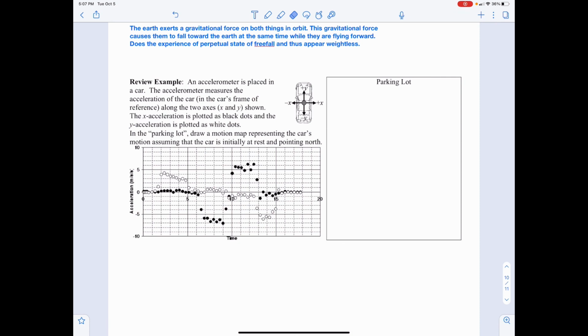Let's take a look at this last example. An accelerometer is placed in a car. The accelerometer measures the acceleration of the car in the car's reference frame along the two axes X and Y as shown. You can see that in the picture of the car right here. The X acceleration is plotted as black dots and the Y acceleration is plotted as white dots.